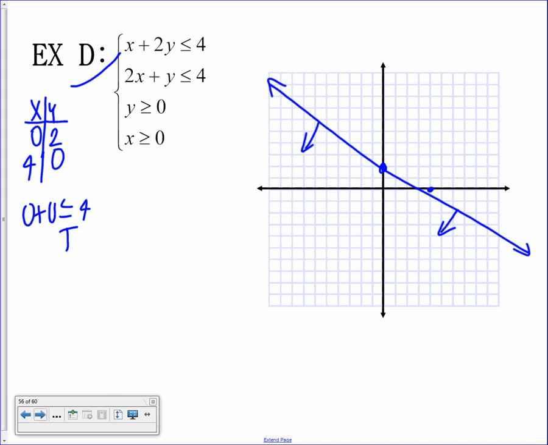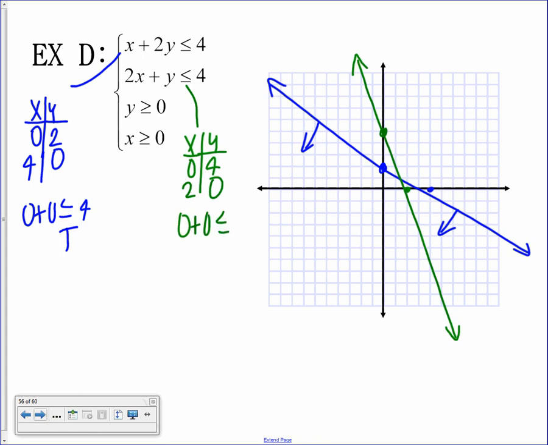My second line is also in standard form, so I'll make another XY chart. If X is 0, this time Y is 4. If Y is 0, X is 2. So this time I've got 0, 4 and 2, 0. And that is also a solid line. Okay, I'll test 0, 0. So I've got 0 plus 0 less than or equal to 4. That's also true. So I'm also to the left of the green line. Y is greater than or equal to 0 is horizontal, and X is vertical. So I've got my X-axis and my Y-axis. And I need to be above and to the right of those.